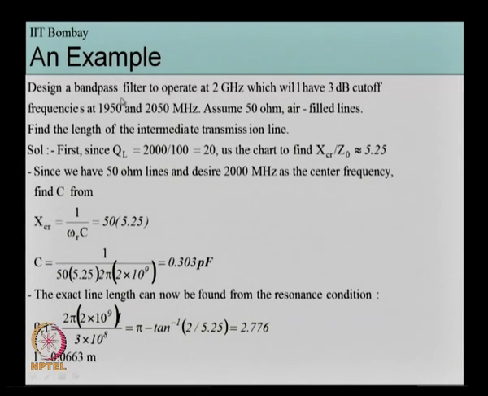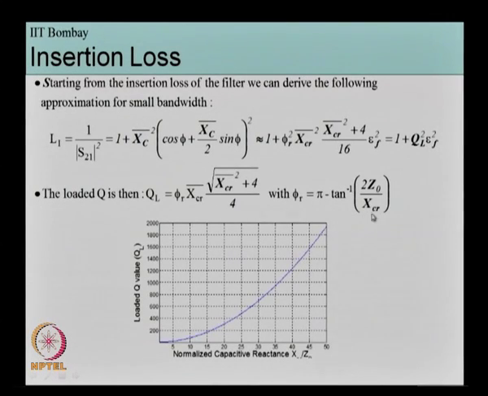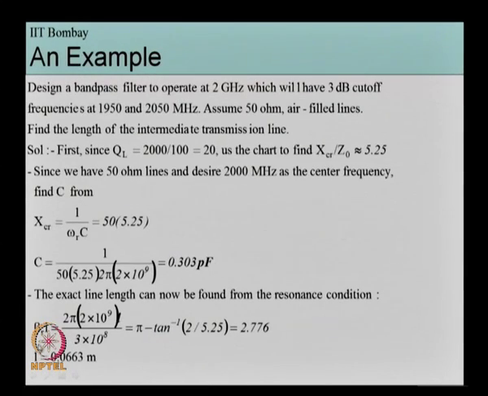So here is an example of how we can solve this. In this example, you have to design a filter at 2 gigahertz, and the 3 dB frequencies are at 1950 and 2050 megahertz, and Z0 is equal to 50 ohms. First you find out QL from this center frequency and the 3 dB frequencies, and using this chart we find that XCR upon Z0 for this value of QL is 5.25. So you know XCR upon Z0, then you can find out XCR and C, and the exact line length, that is beta r L, can be found from this value. We know XCR upon Z0, so we can find out phi r, and since phi r is equal to beta r times L, if we know the value of beta r, then we can find out the value of L.